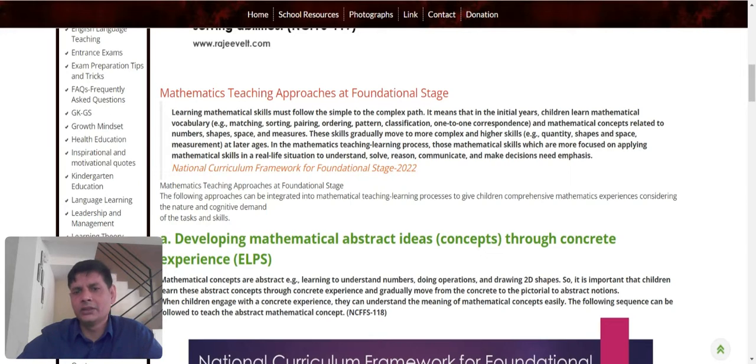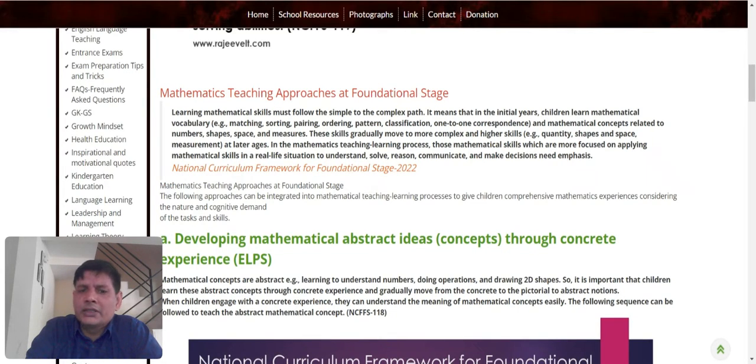It means that in the critical year, children learn mathematical vocab like matching, sorting, pairing, ordering, pattern, classification, one to one correspondence, and mathematical concepts related to numbers, shapes, space, and measures. These skills gradually move to more complex and higher skills like quantity, shapes, and space measurement at later ages.